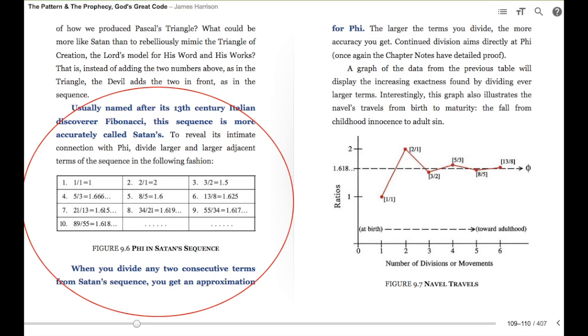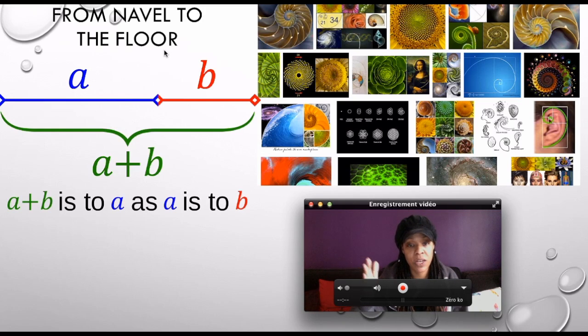So what I'll do is I'll just put on the screen here a little excerpt from where he's talking about the navel and phi, to be more clear, because it's very difficult for me to explain. But the point being that there could be a direct correlation between phi and mankind, humankind, going from more of a spiritual state to more of a manifested physical state.